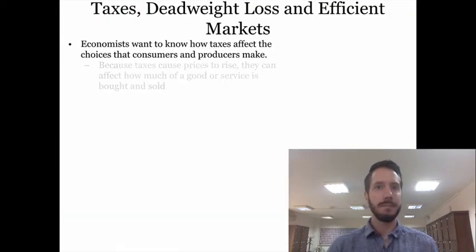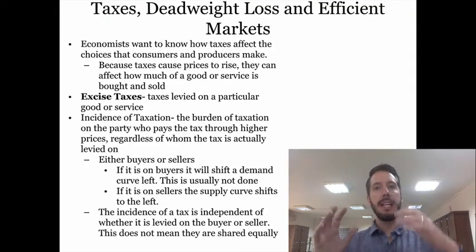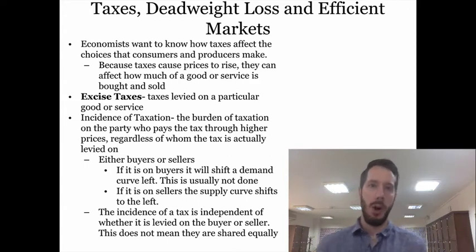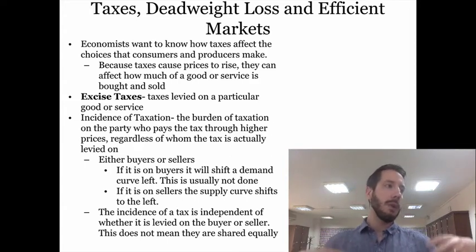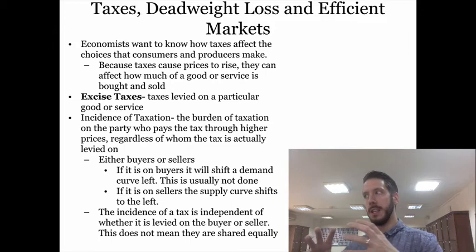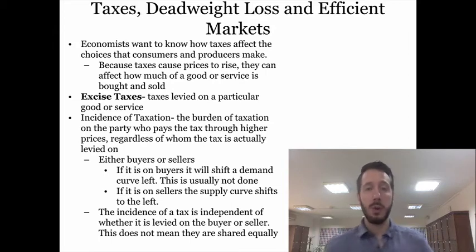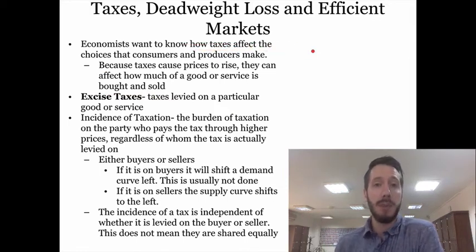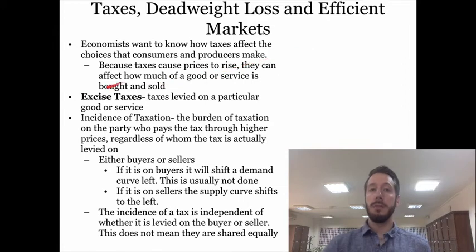Let's take a look. What we need to do is calculate something called deadweight loss, which is the amount of money that is leaving producers or consumers and going to the government. And we need to know how these taxes will affect the choices that consumers and producers make, because that will influence how much of that product is bought and sold.